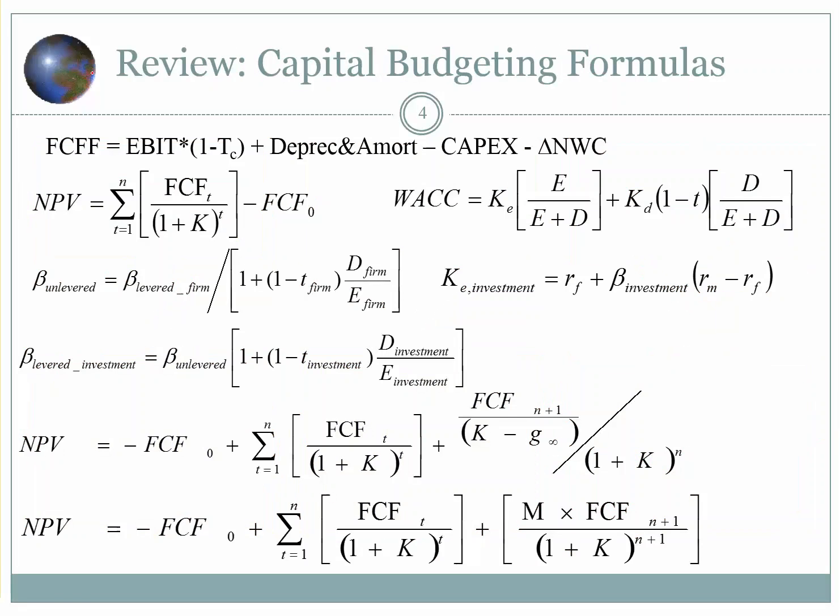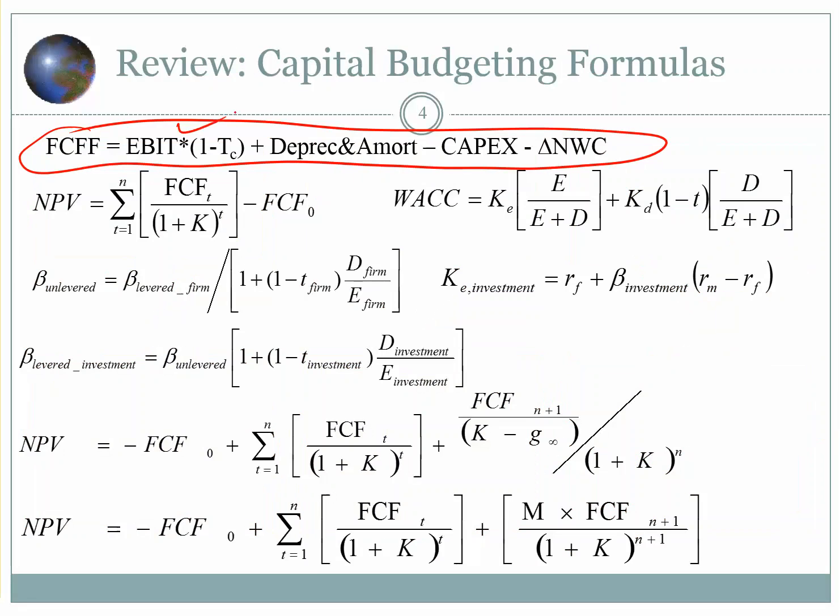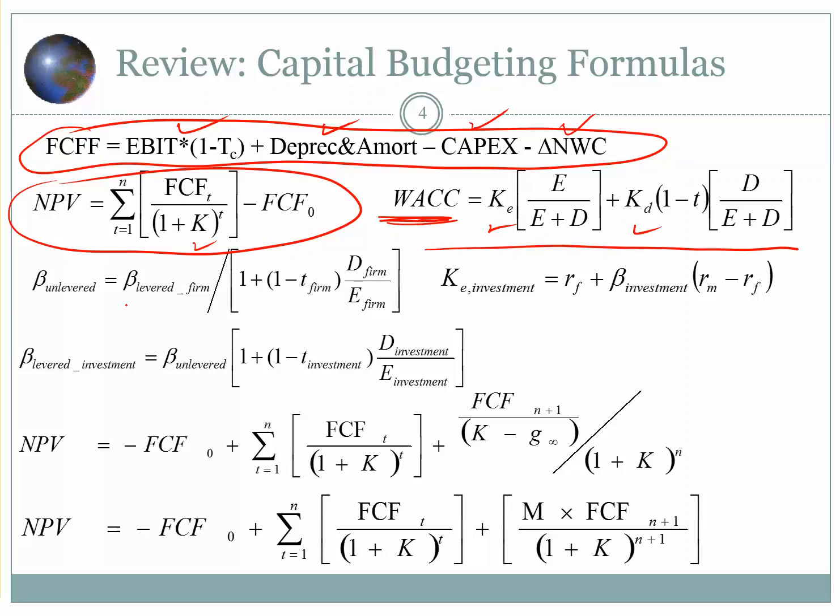As a review, these are some of the formulas that we will use in capital budgeting. Free cash flows are the after-tax profits, add back depreciation, minus capex and working capital. The NPV is the discounted cash flow, discounted at some rate K, the cost of capital. If these are free cash flows to the firm, we want to use a discount rate that captures both equity and debt, and that'll be the weighted average cost of capital.